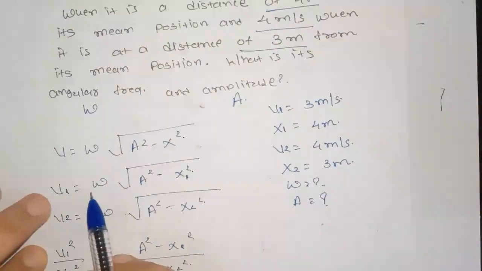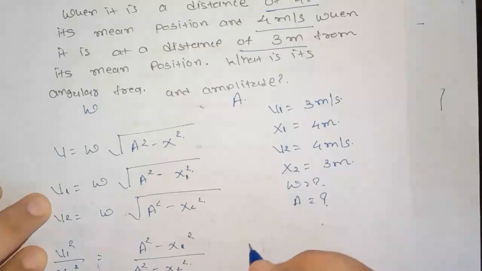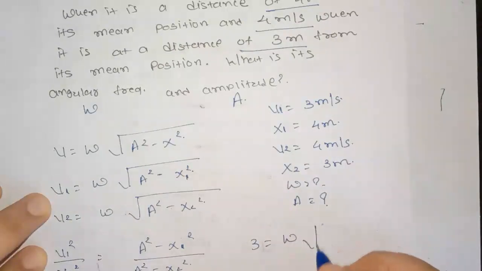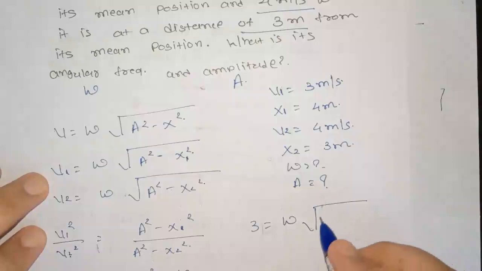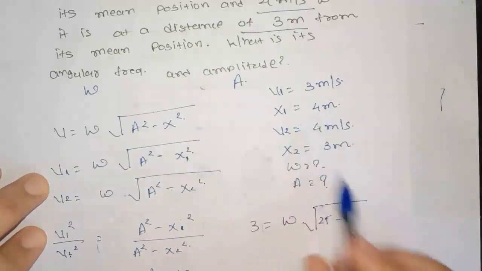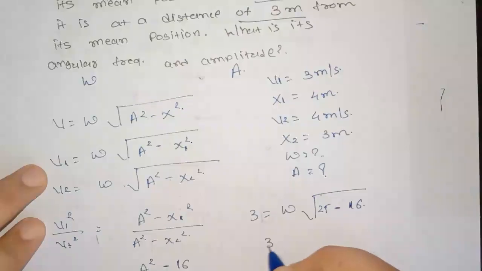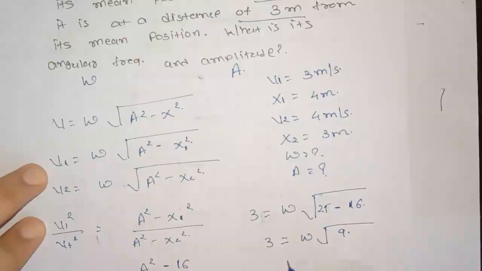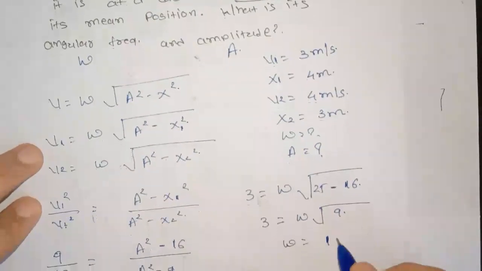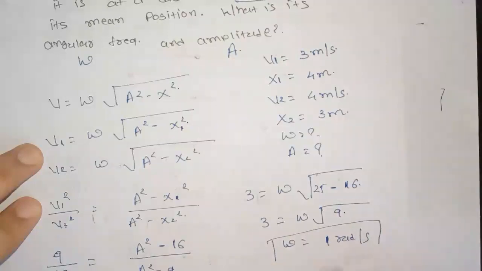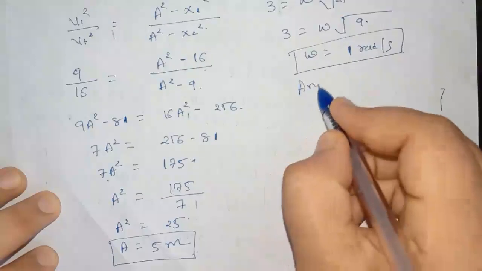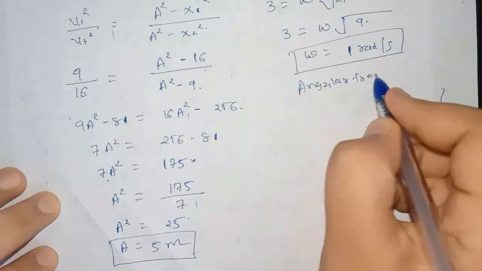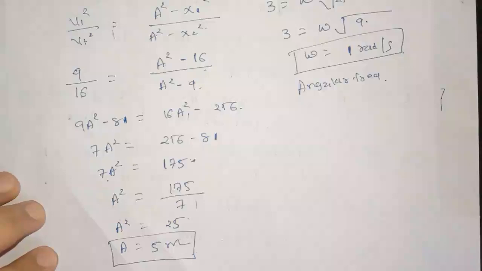Now put this value of A in one of the equations. V1 is given, 3 is equals to omega under root A square, that is 25, minus x1 square, that is 16. So 3 is equals to omega under root 25 minus 16, which is 9. So omega will be equal to 1 radian per second. So this will be our answer. Omega is 1 radian per second, that is angular frequency, and the amplitude will be 5 meters.